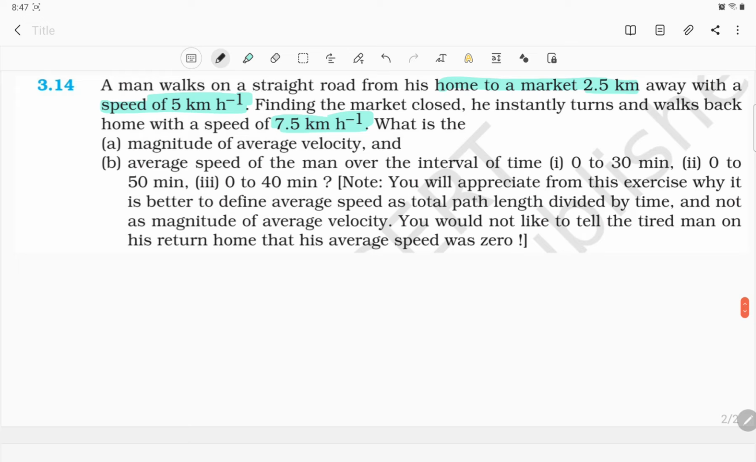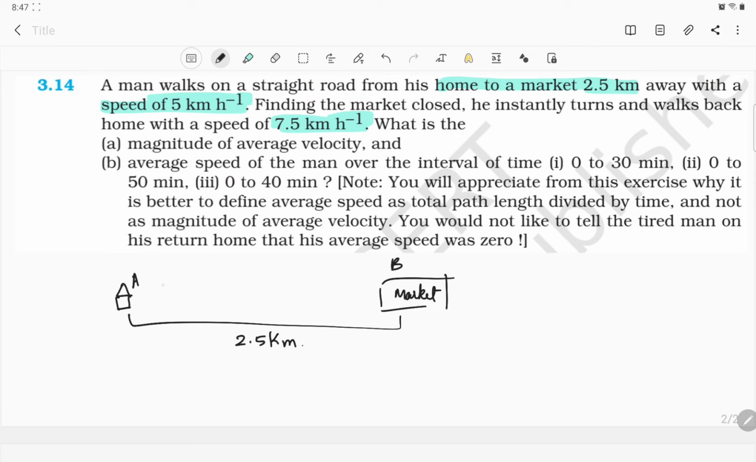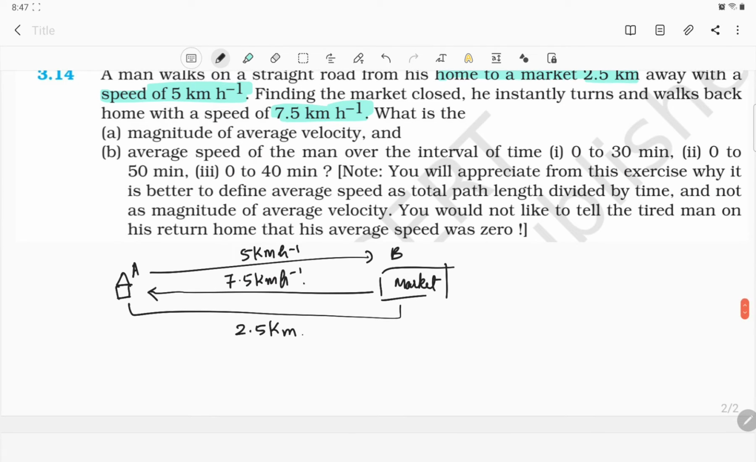So a man walks on a straight road from his home. So let us think that this is a home and this is a market, right? This length is 2.5 kilometer, and he is walking from A to B with a speed of 5 kilometer per hour. And he returns back with a speed of 7.5 kilometer per hour. Now we have to calculate the magnitude of average velocity at different time intervals. They have given the different time intervals: 0 to 30, 0 to 50 minutes and 0 to 40 minutes.